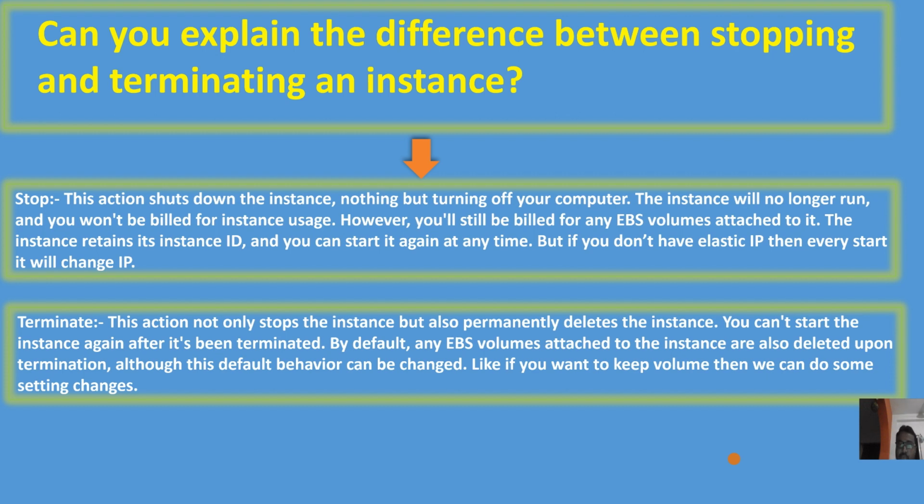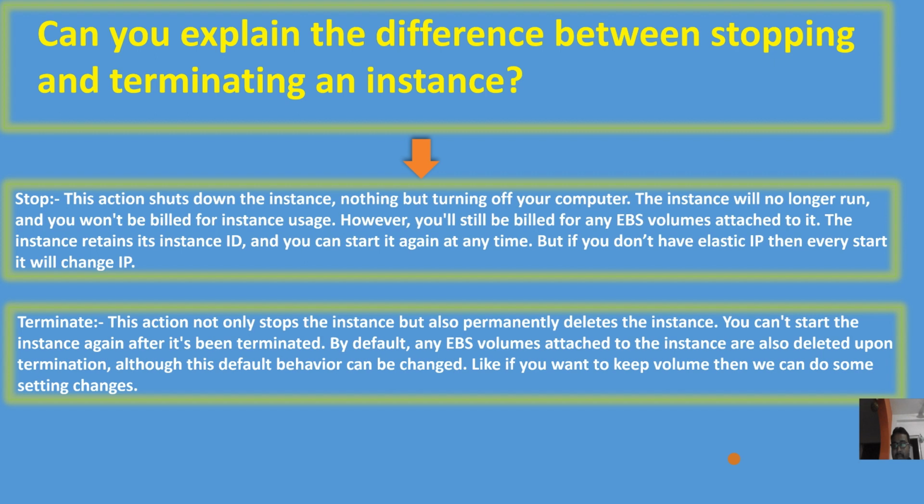But if you want to keep that EBS volume intact, or if you want to keep that root volume, then there are some settings we can do. Then whenever you are deleting or terminating your instance, the EBS volume will still be there. Okay guys, and one more thing, once you terminate the EC2 instance, you cannot roll back, you cannot start it again. So that's the main disadvantage. And this is a very important thing.